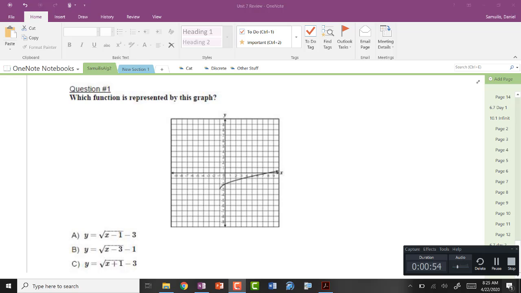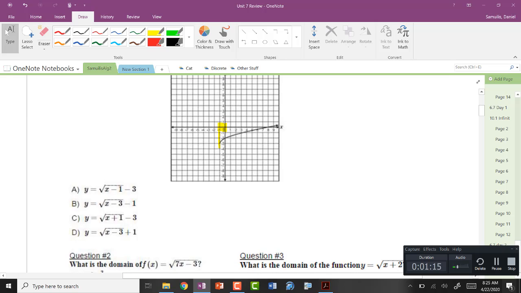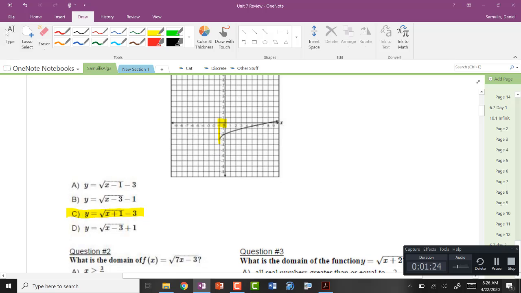Now remember, radical functions, when we're looking at these, the inside number moves the graph left and right. The outside number moves it up and down. So what we're looking for is based off of the origin. I moved 1 to the left and I moved 3 down. Remember that on these problems, the inside number is actually opposite of what you're seeing. So going to the left one is actually this +1, and then down 3. So the answer to this one is C.